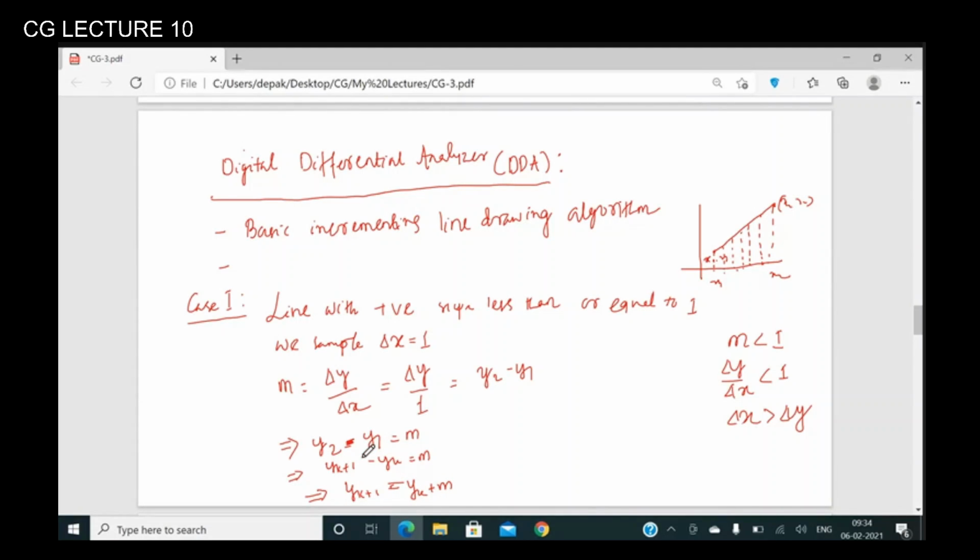So x will increment by 1 at a time. Please remember, I have already told you, you have to sample the line at unit intervals in one direction, either in x or in y. That all depends on the slope. If the line is having positive slope and the slope value is less than or equal to 1, at that time you have to consider this one, right? So the x value will be incrementing every time.